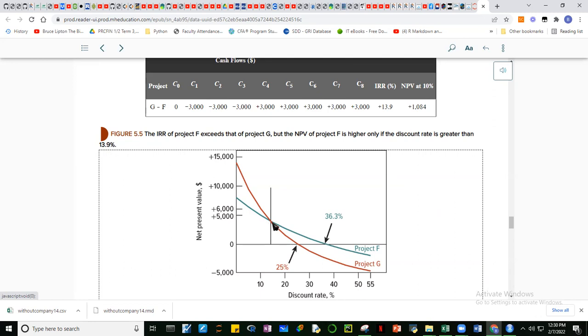Before this rate, lower than this rate, choose Project G kasi mas mataas yung NPV ni Project G compared to Project F. But beyond this WACC, beyond this weighted average cost of capital, then choose Project F already. Kasi mas mataas yung NPV ni Project F pala, I mean. Okay, so that's what we're going to do now here.